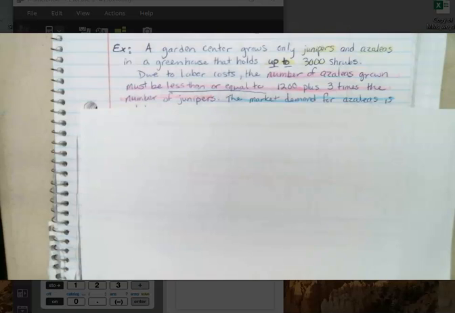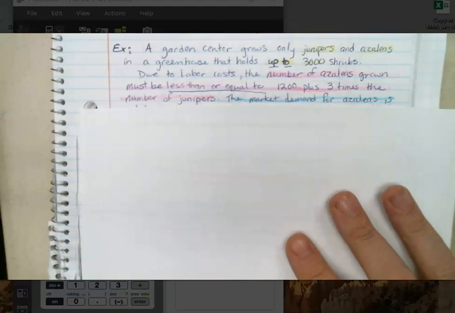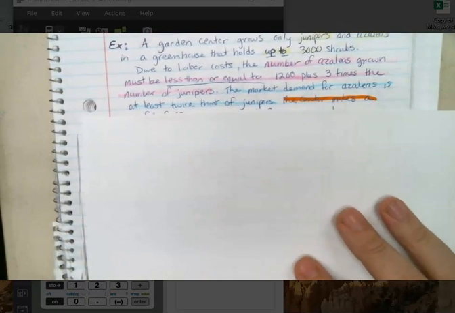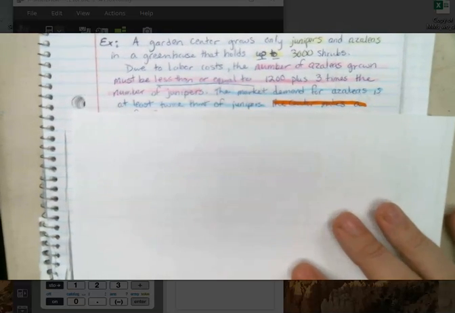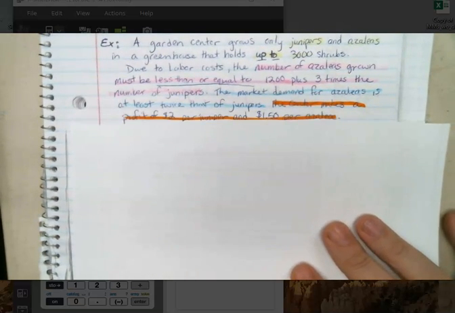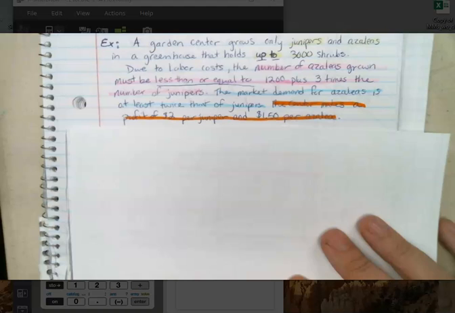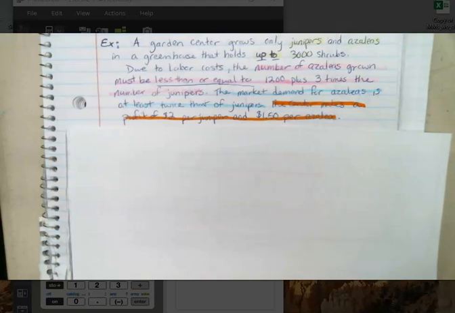Azaleas were y, and junipers are x, so we would have another equation there. Market demand for azaleas is at least twice that of juniper, so there's another constraint that needs to be turned into an equation. And then we have that the center makes, and this is our objective function, a profit of $2 per juniper, $1.50 per azalea.